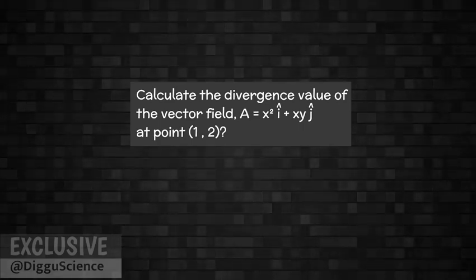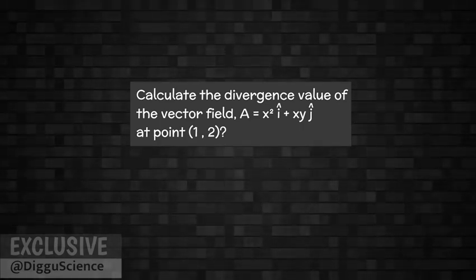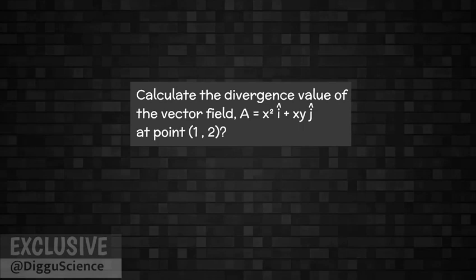Calculate the divergence value of the vector field A equals x squared i hat plus xy j hat at point 1, 2.